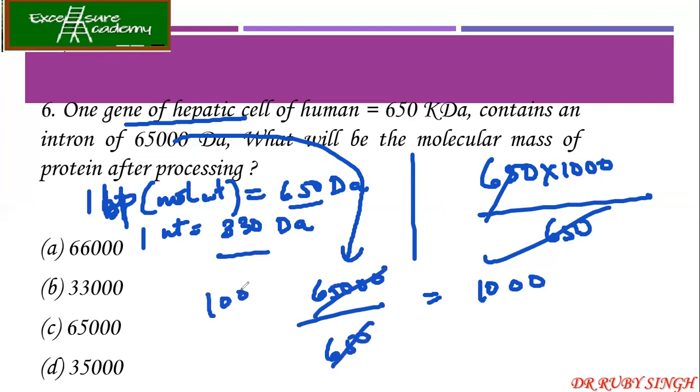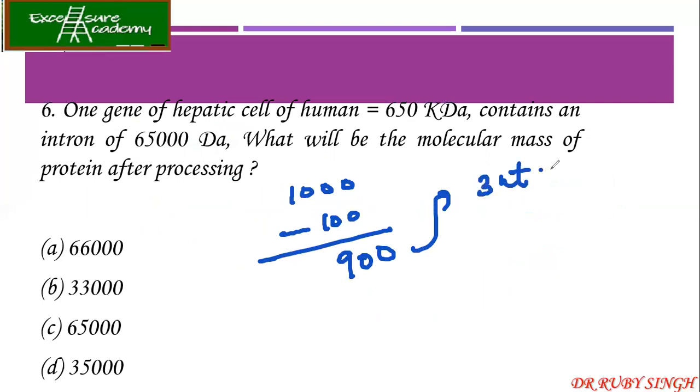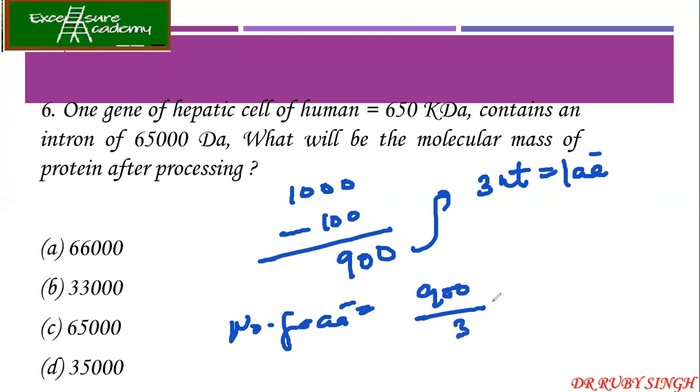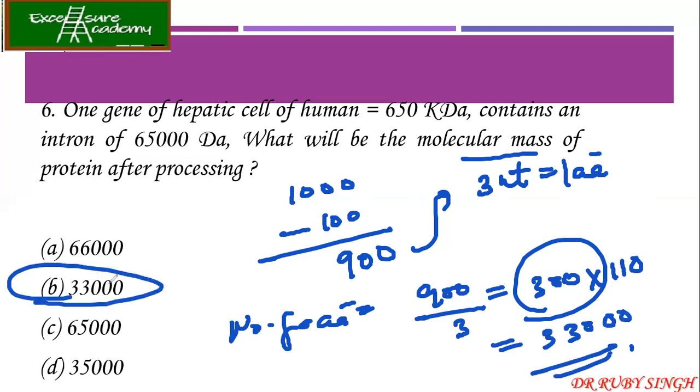100. Now we know that during processing, the introns are removed, so from your 1000 minus 100, how much are you getting? 900. Correct? And here we know that 3 nucleotides mean 1 amino acid. So the number of amino acids is equal to 900 divided by 3, which is 300. They are asking for the molecular mass, so multiply by 110. What is the answer? 33,000. So your answer is B. Did you get the answer? Understood?